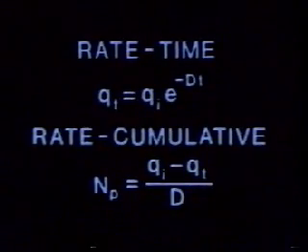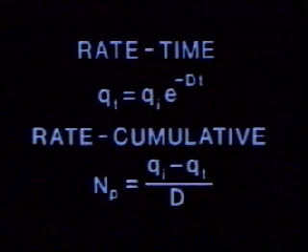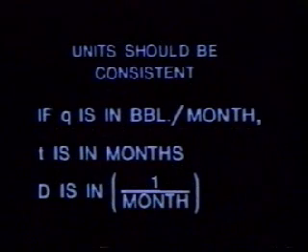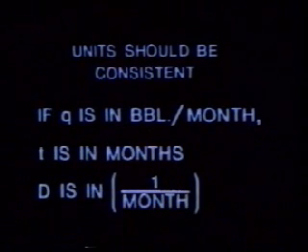You will remember that the production rate versus time and the production rate versus cumulative production relationships are given by these two expressions. D is referred to as the continuous decline rate and has the dimensions of 1 over time. The units for D and those for T must be the same. Likewise, the production rate should be given in the same time dimensions. In other words, if the production rate is in barrels per month, T should be in months and D in units of 1 over months.